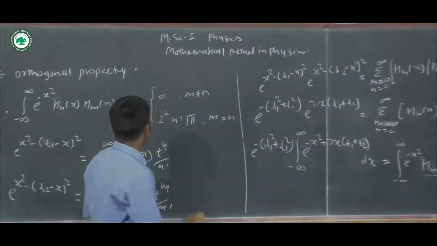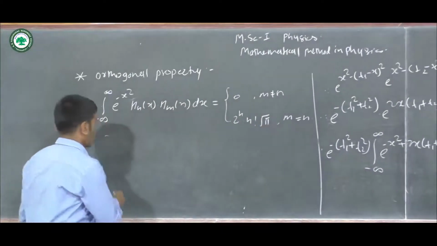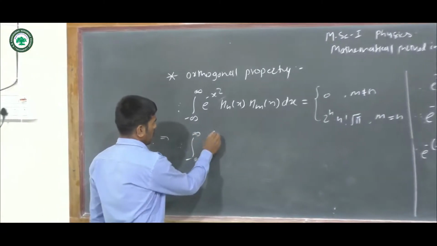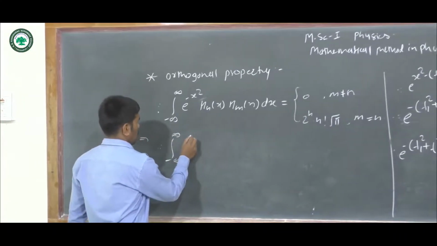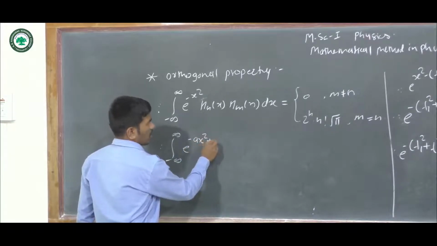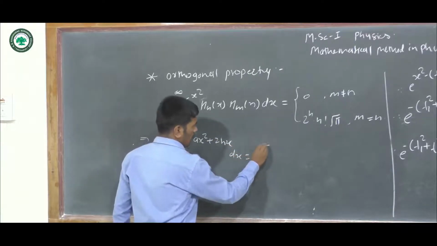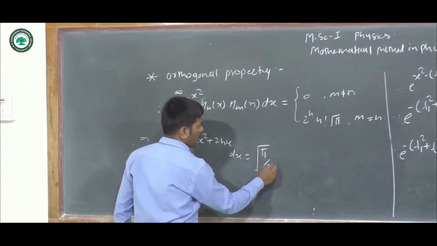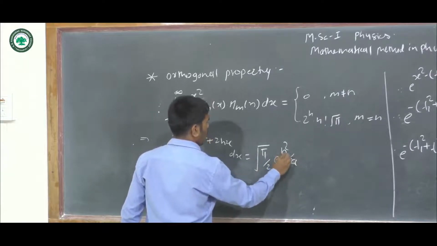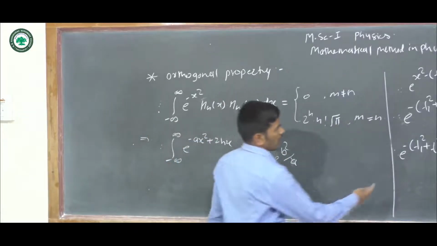Okay. So now here we are going to use one standard formula, that is the integral from minus infinity to plus infinity of e raised to minus a x square plus 2 b x dx is equal to under root pi by a, e raised to b square by a. Okay, so this is a standard formula we are going to use for these expressions.